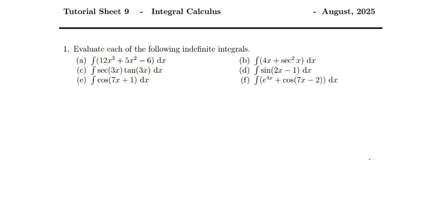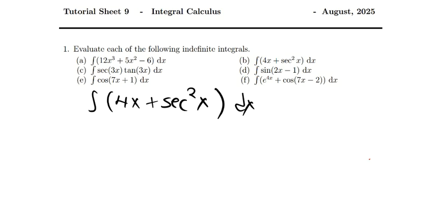Now we can move to b. For b, it's becoming more interesting in that we're now introducing the trig, right? So 4x plus secant squared of x, and then dx. We need to integrate this. So before we go any further, I need to remind you of some things that you need to know when it comes to the derivatives and the integrals of trig functions.